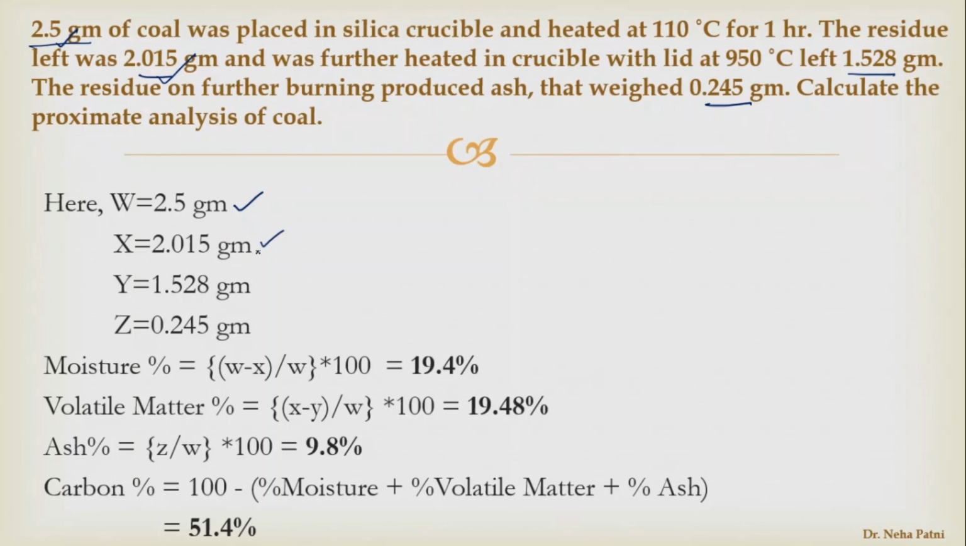Now you started with this x and you again heated it at 950 degrees to remove the volatile matter. So what is the amount left? 1.528. So y would be 1.528. Now you have again heated it at 700 degrees for around 1 hour, and whatever is left is ash. So what is left is 0.245, that is ash. So now if you want to find out the moisture, volatile matter, ash and carbon, I think you can apply the same logic and find out the answer. So both ways you can find out the answer.